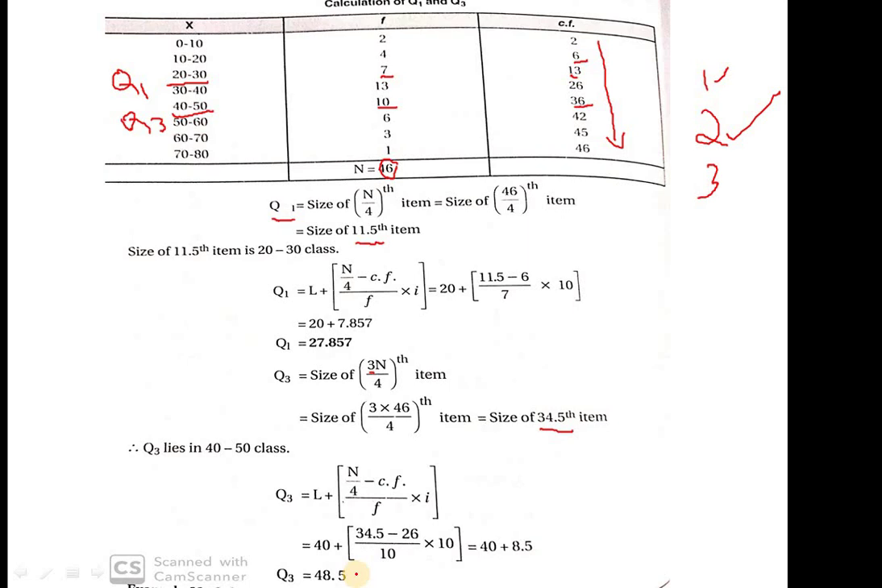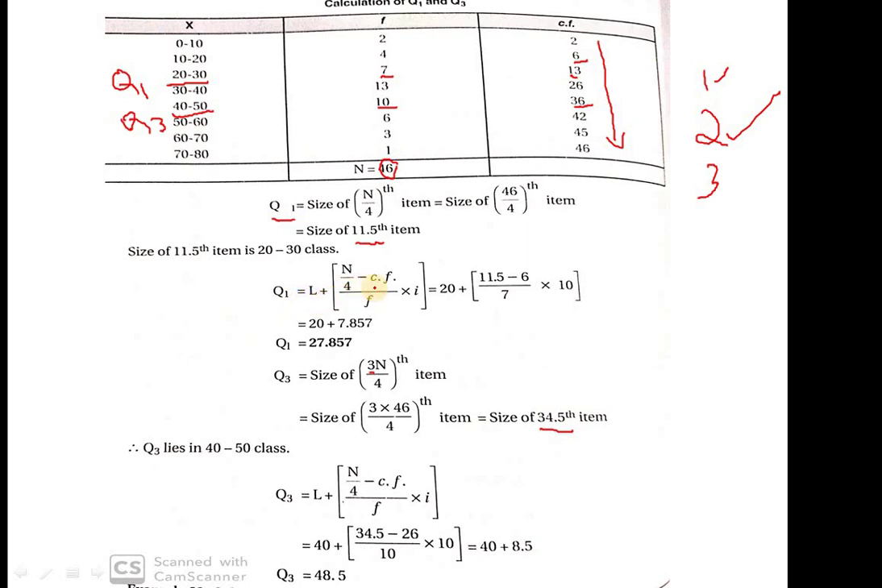Clear? I will repeat that. First, we need to check if the data is arranged or not. Then we need to calculate the cumulative frequency. Cumulative frequency is just the running total. Then we need to apply the formula. Q1 is equal to size of n by 4. N is equal to 46. We divide, so we got 11.5. Find the next higher value in the cumulative frequency column. That is 13. That class will be the Q1 class.